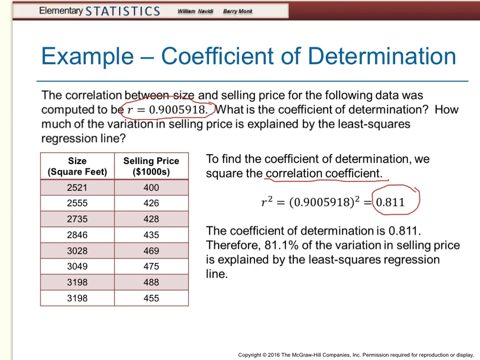Therefore, 81.1% of the variation in the selling price is explained by the least square regression line on x, the size of the house. The r-squared value gives us some information on how well the data fits the regression line, period.